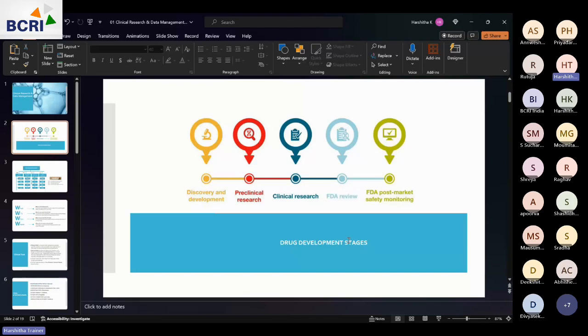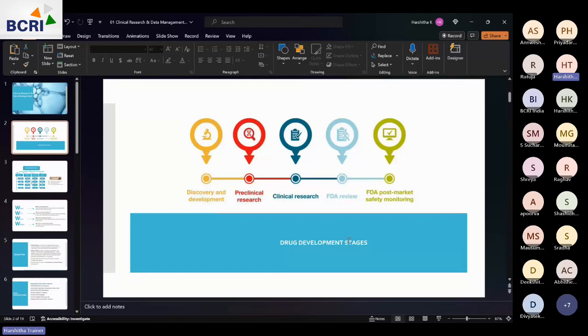And then we have FDA review. So once the clinical research is done and we have the data, if phase 4 is completed, then the data is reviewed by the Food and Drug Administration, and they will approve this data and release the drug into the market. So if you take any designation that you have mentioned in the chat box, you should fall into this.